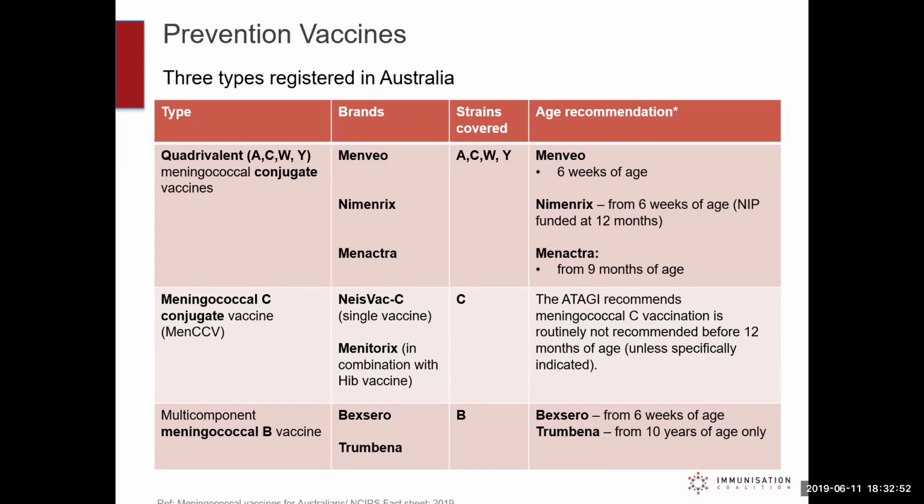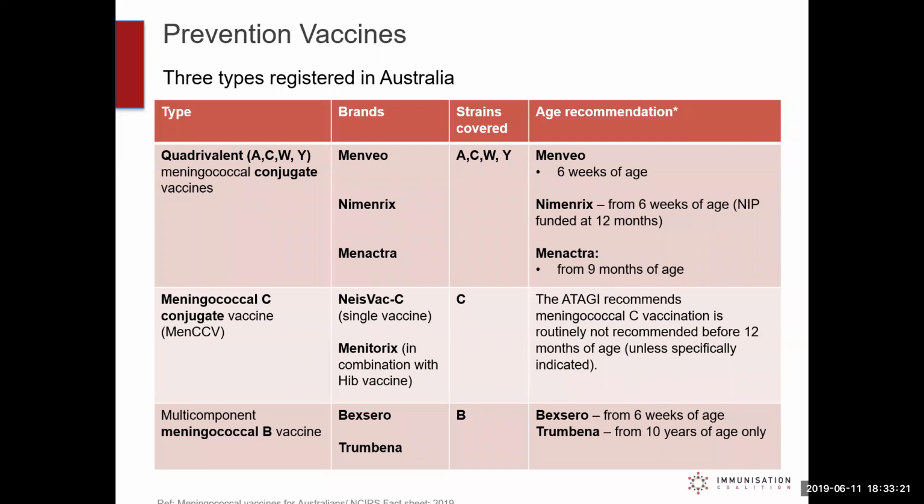Your Menactra can be given from 9 months of age. However, Menactra is the least preferred of the ACWY vaccines. If you are using Menactra, it should not be co-administered with Prevnar 13 because of a possible interference in the immune response to some of the pneumococcal serotypes.